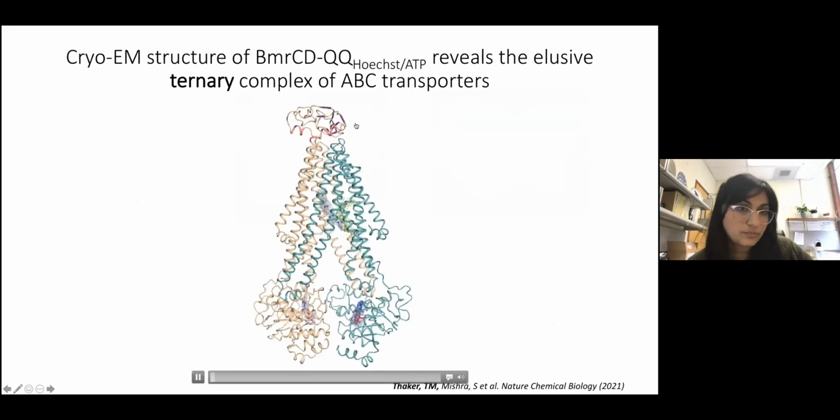So our conclusions here are that we have determined a ternary complex of a model system of an ABC transporter that's important for drug resistance by transporting drug-like compounds.